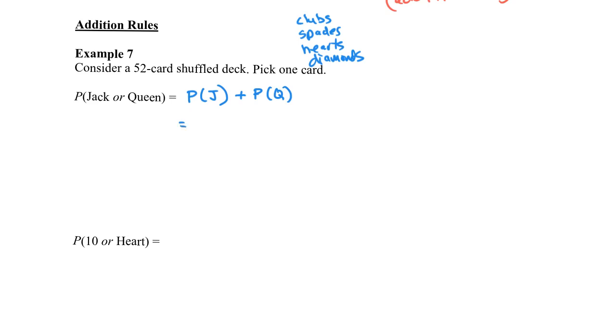So what we could do is this. We could say the probability of getting a jack is 4 out of 52. We could add that to the probability of getting a queen, which is 4 out of 52. And we would get 8 out of 52. Or if you wanted to reduce it, you could reduce it to 2 out of 13.